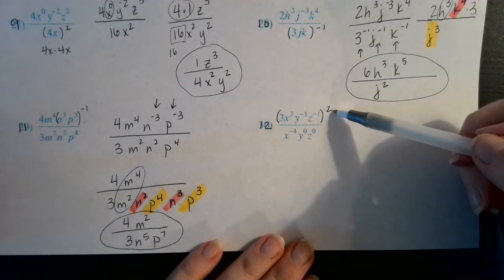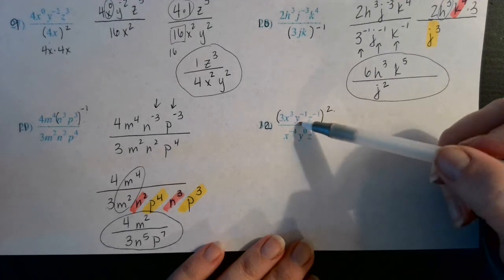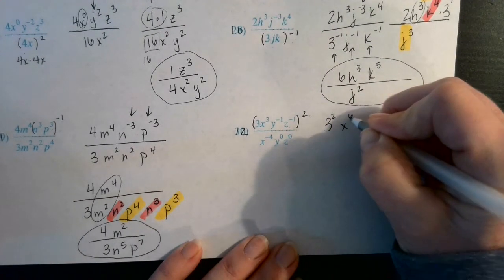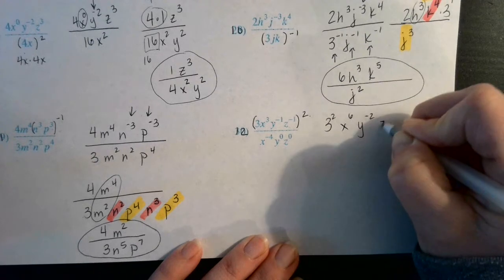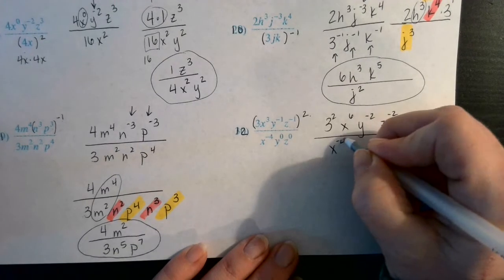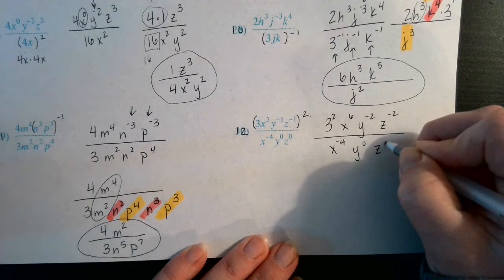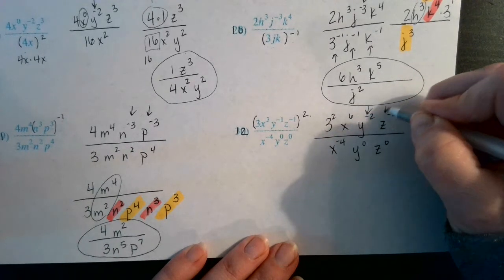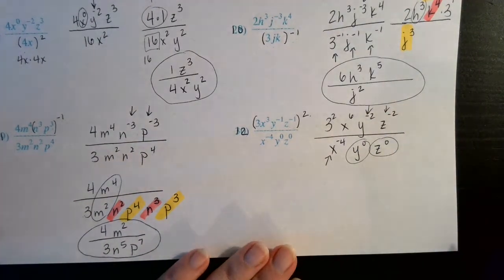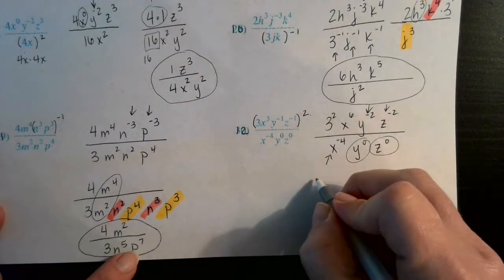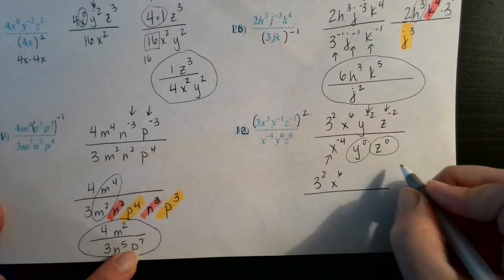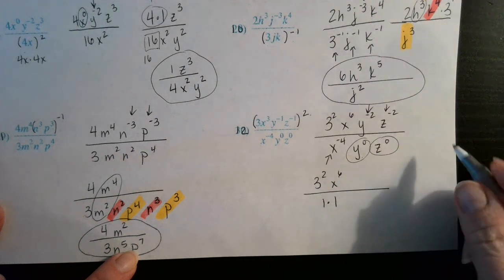I'm going to deal with my exponent of 2, so the 3 and the x and the y and the z. So I have 3 squared, x to the 6th, y to the negative 2nd, z to the negative 2nd, and keep the denominator the same. I'm going to go through and move all of my negative exponents. I can also deal with my 0 power. Anything to the 0 power is 1. So I'm going to have 3 squared, x to the 6th, my y to the 0 and z to the 0 are just going to be 1 times 1.